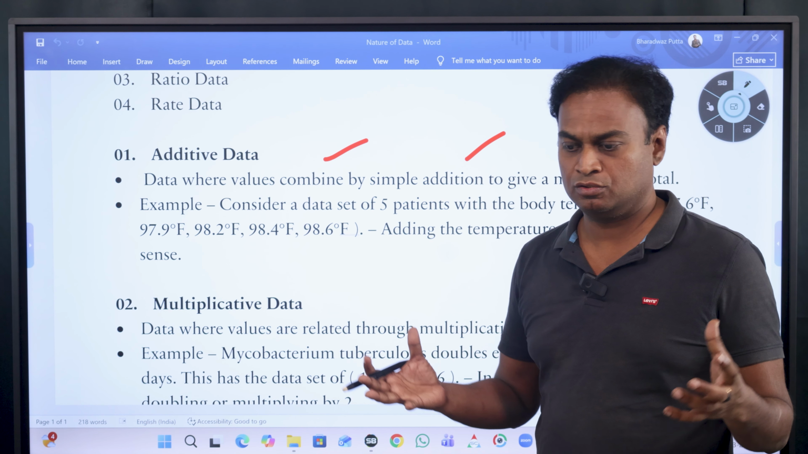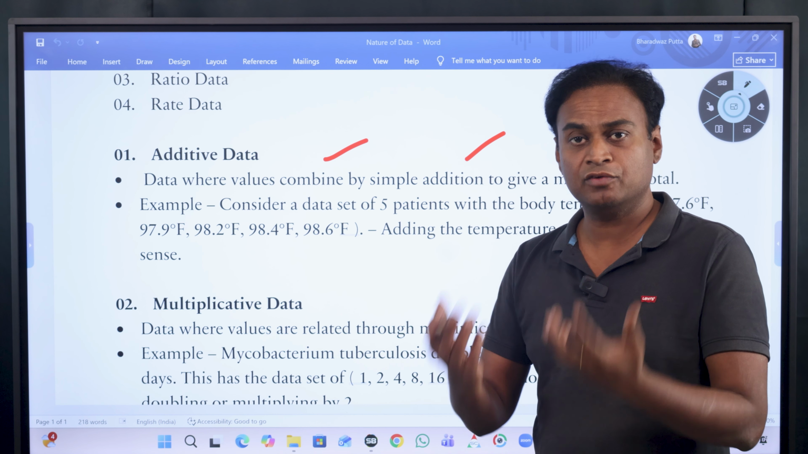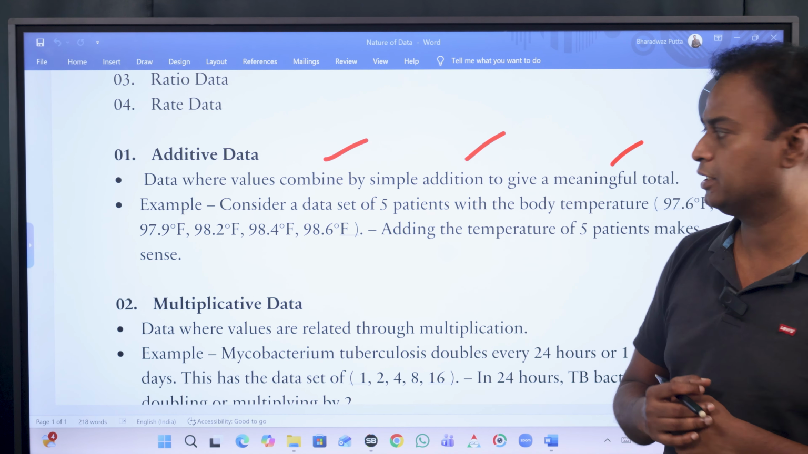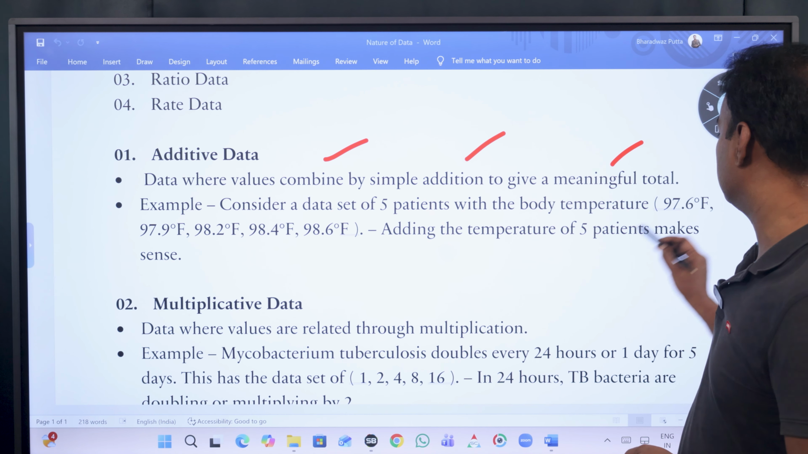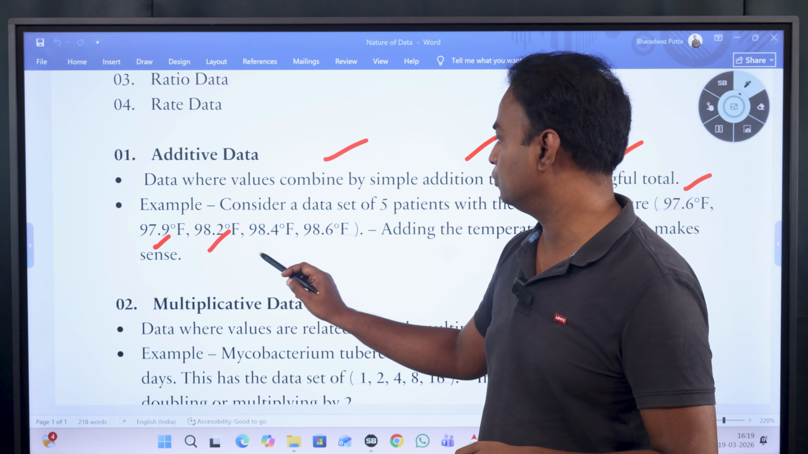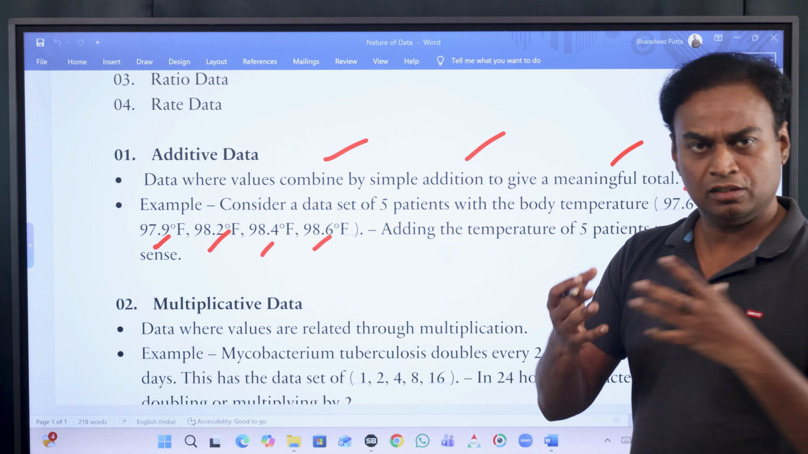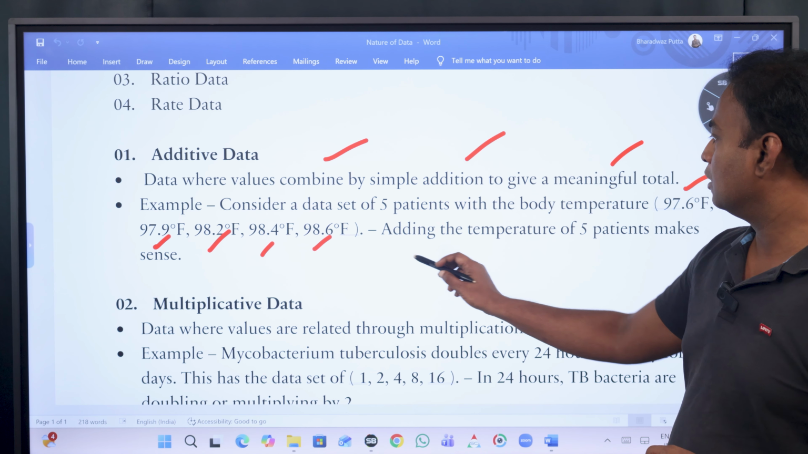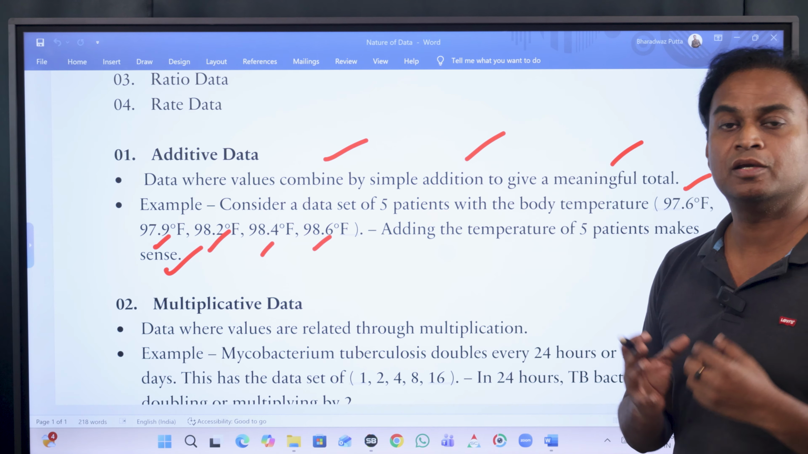When you have a set of values and you add those values, the added value you get will have a meaning. It is not meaningless. That type of data is additive data. The best example: consider the data of 5 patients with body temperature 97.6 degrees Fahrenheit, 97.9, 98.2, 98.4, 98.6. When you add these values, the final value is the addition of temperature of all the patients. That is valuable, and this makes sense.